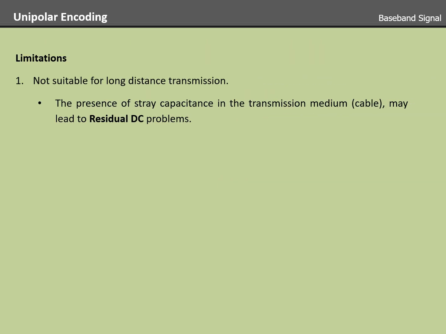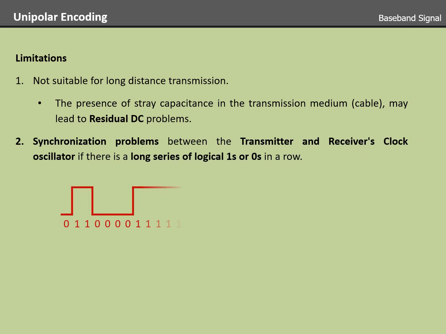Due to the presence of stray capacitance, unipolar encoding is not suitable for long-distance transmission. Another limitation of unipolar encoding is the synchronization problem when there is a long series of logic 1 or 0 in a row. To understand this, with the given waveform, if the logic levels are not shown, are you able to know how many 1s and 0s?